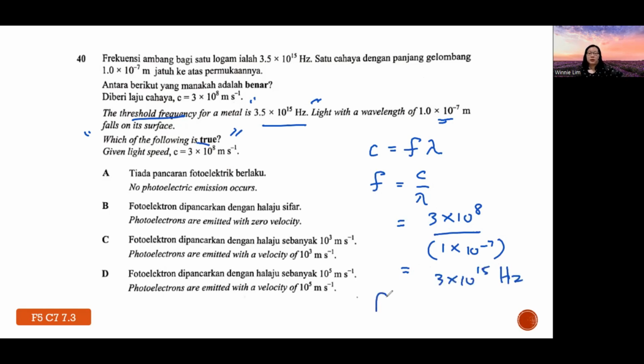So this frequency is less than the threshold frequency. That means there will be no photoelectric effect, because this is f naught. So no photoelectric effect, this is the true one. The photoelectron emitted with zero velocity is also not correct. Emitted with certain velocity is also not correct. So the answer is A.